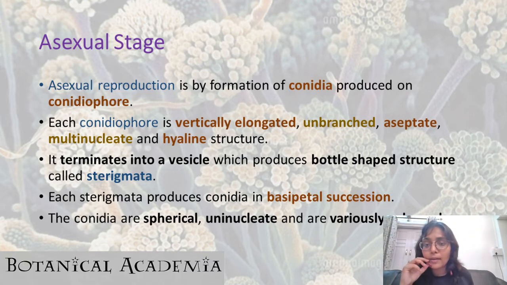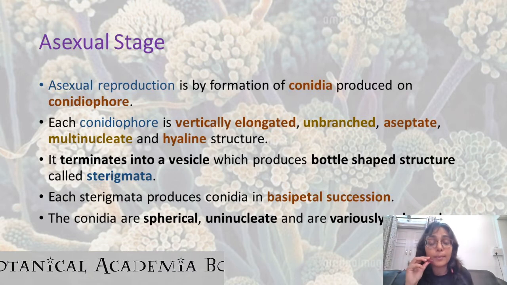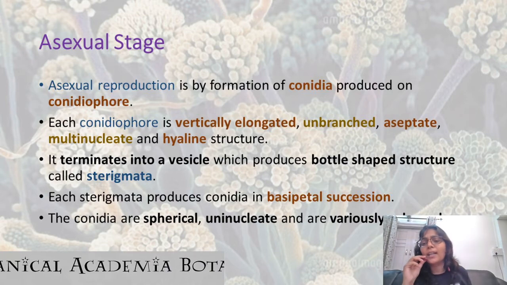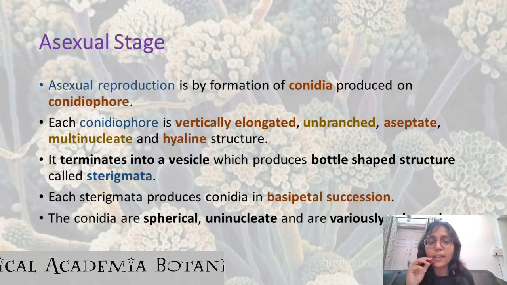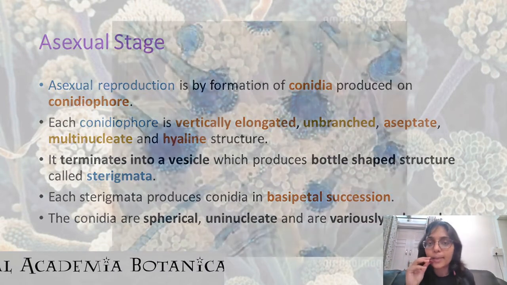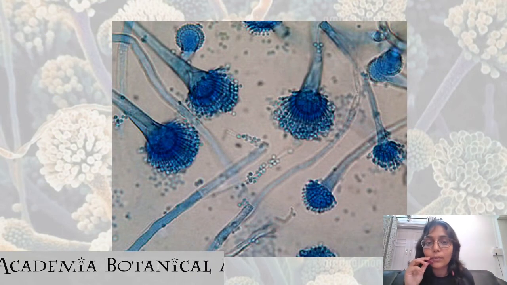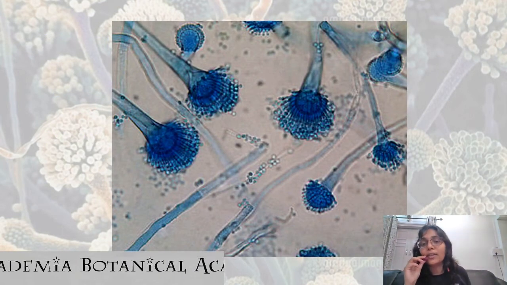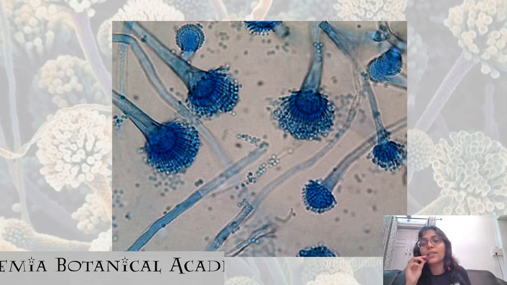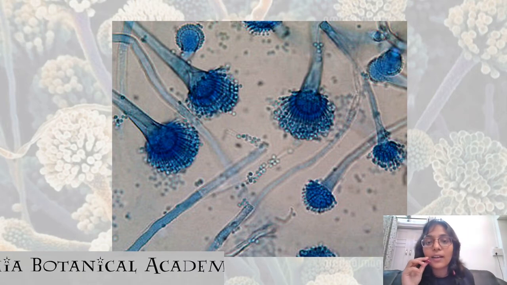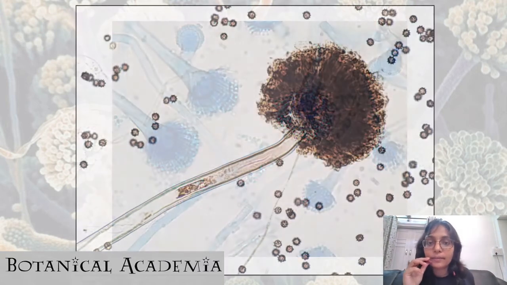Each sterigma produces conidia in basipetal succession. The conidia can be spherical, uninucleate, and variously colored in the case of Aspergillus. So this is how they look under the microscope. Now this is not the actual color of the fungus. This is just the stain color which you are seeing on your screens.